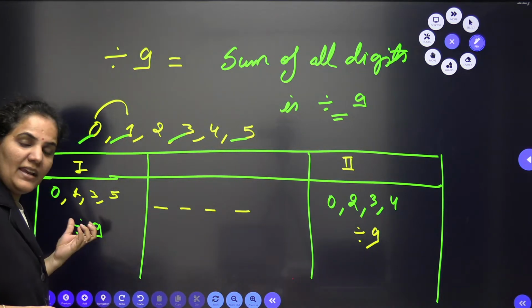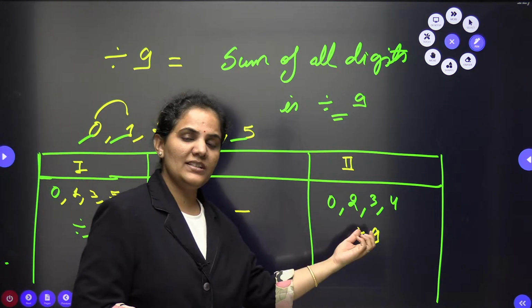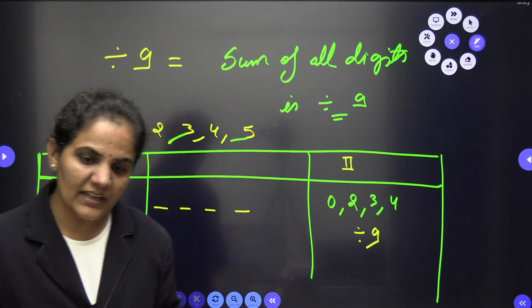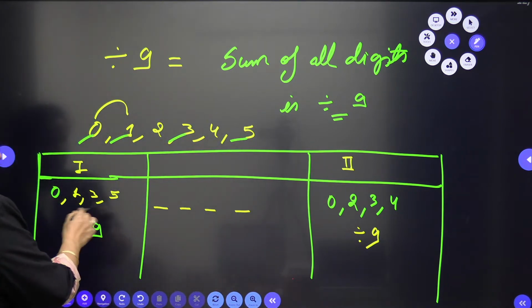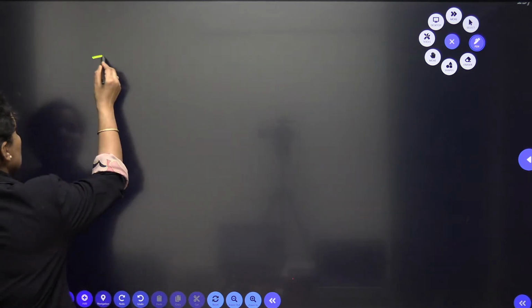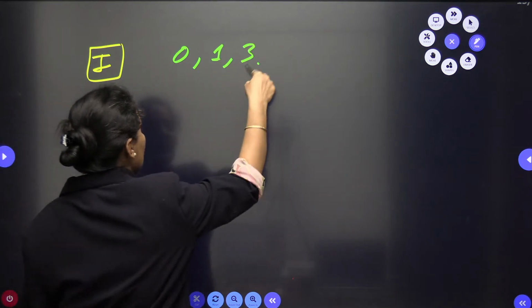So we are having only these two sets. Either I will make the 4-digit number taking these 4 numbers, or I will take these 4 numbers. Is it clear, beta? So here we can make the 4-digit number using these 4 or using these 4. Only two possibilities are there. So suppose I want to use the first one, that is 0, 1, 3 and 5.